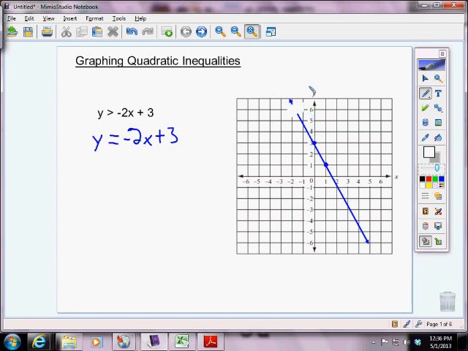But remember, we're graphing this line, and since it's greater than or less than, it's a dashed line. Greater than or equal to, less than or equal to, it's a solid line. So since it's greater than, it's going to be a dashed line, and that's what I'm attempting to do over here.